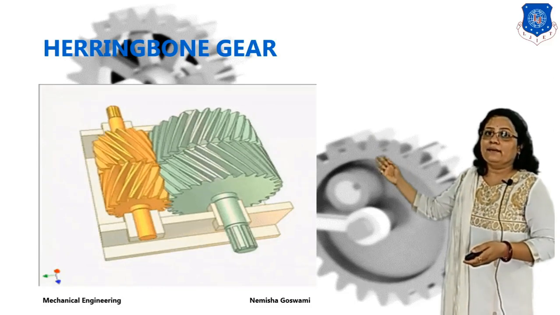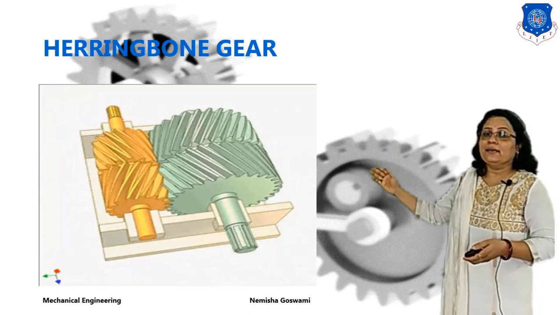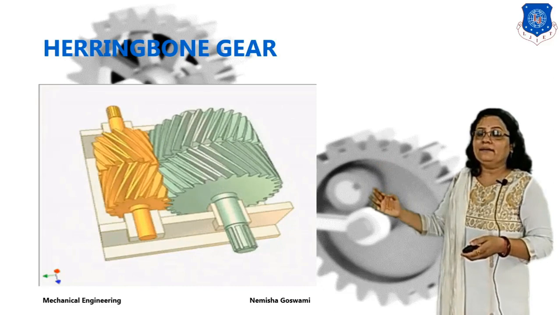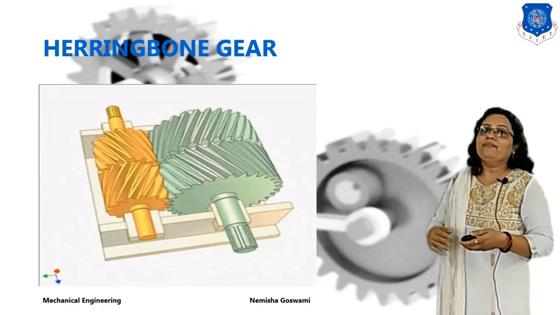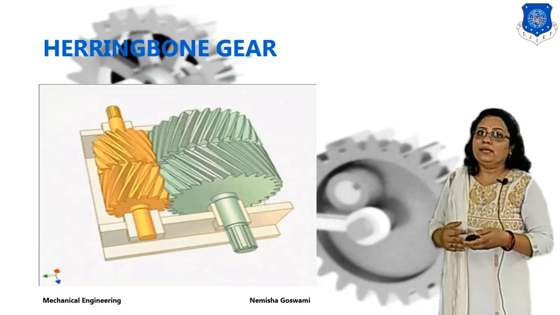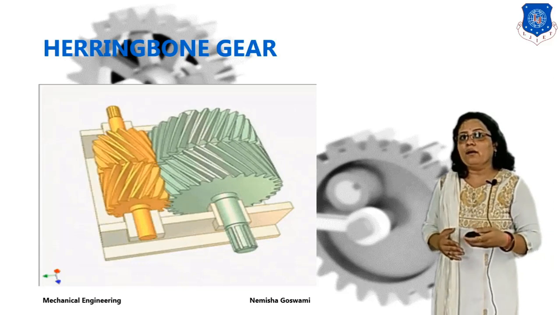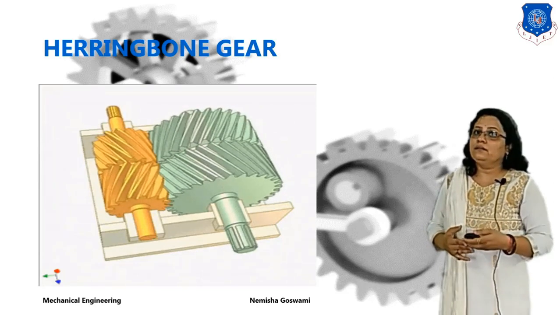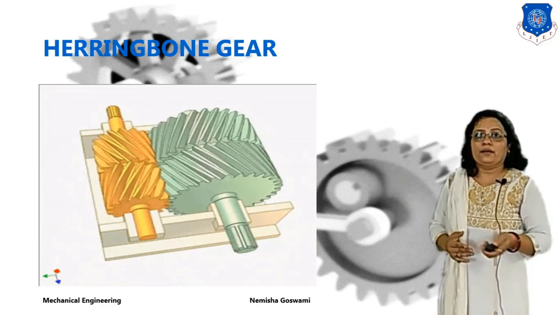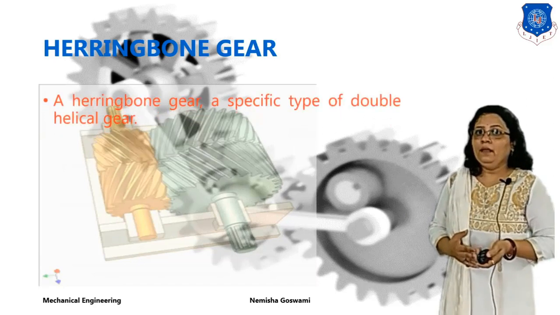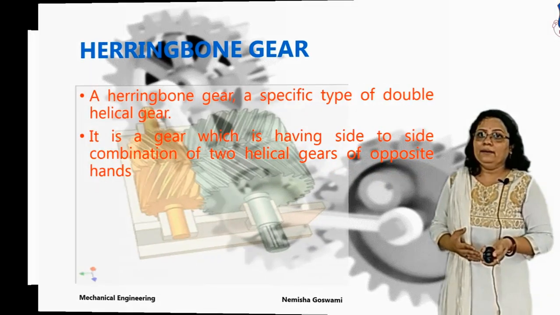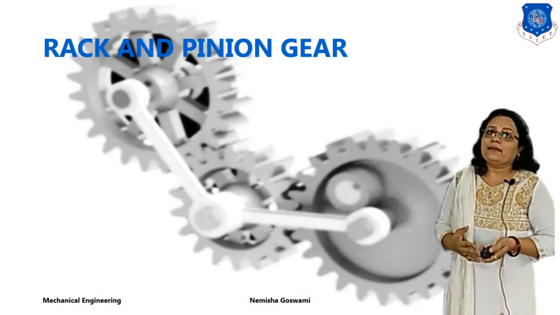You can see in this diagram, the double helical gear: in one gear there are two helical gears, one having right-handed teeth and another having left-handed teeth. But the shaft axes, you can see here, are both parallel to each other. These are very quiet in operation and they can cancel out the axial thrust produced at the contact point. So this is your herringbone gear, the special type of double helical gear. Next is the rack and pinion gear.